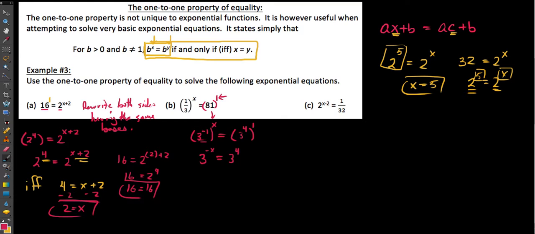So if 3 to the negative x equals 3 to the 4, then negative x equals 4, and we get x equals negative 4. And again, we could go take 1/3 to the negative 4. That would be the same thing as 3 to the positive 4, which is 81.